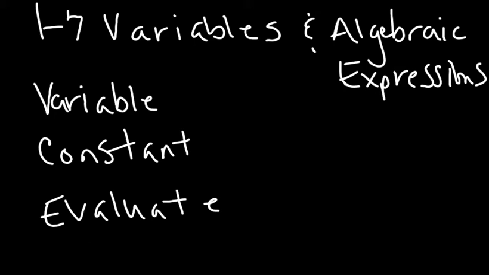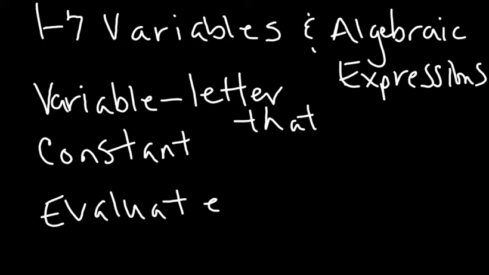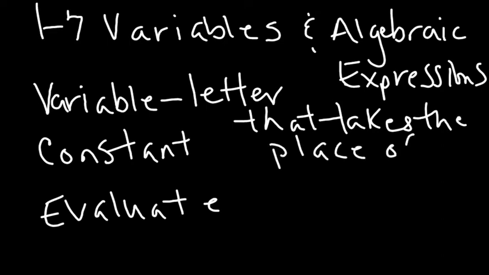1-7, variables and algebraic expressions. A variable is a letter that takes the place of a number. X is used a lot for variables, but a variable can really be any letter.